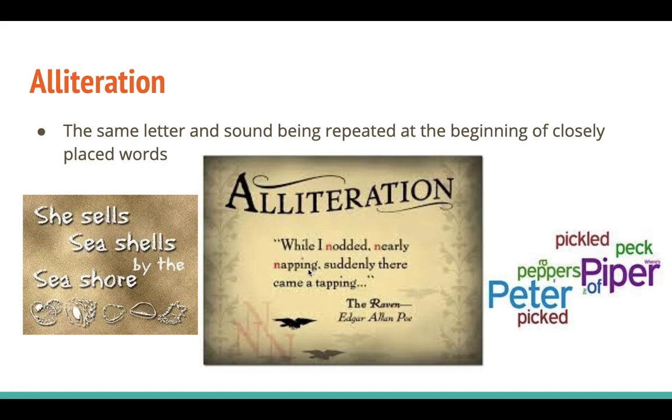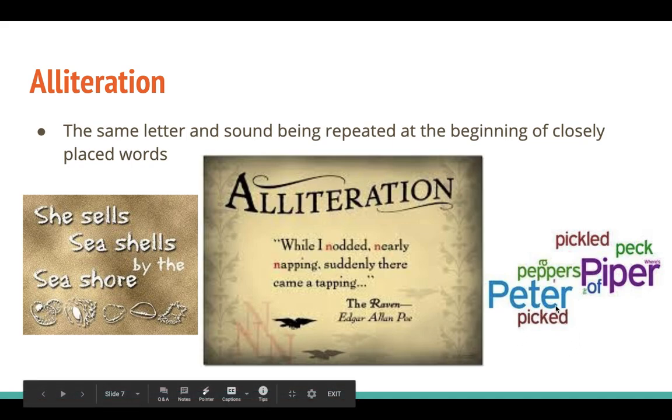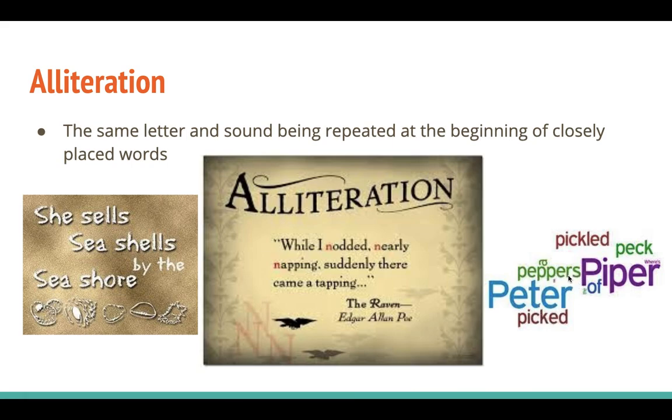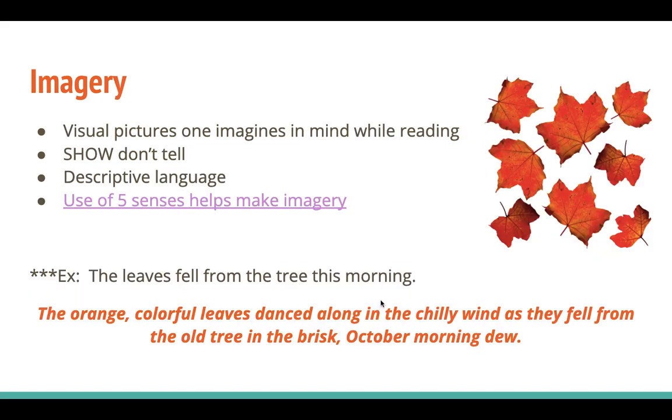While I nodded, nearly napping, suddenly there came a tapping. N, N, N in a row, alliteration. And the same thing with Peter Piper picked a peck of pickled peppers. It's just a bunch of P's. So alliteration is when you have a bunch of letters and sounds being repeated closely together. Sometimes it doesn't always have to be the first letter in a word. So see how that's like SSS, NNN, PPP. It can be letters in between words, but we'll get to that. But that's alliteration.